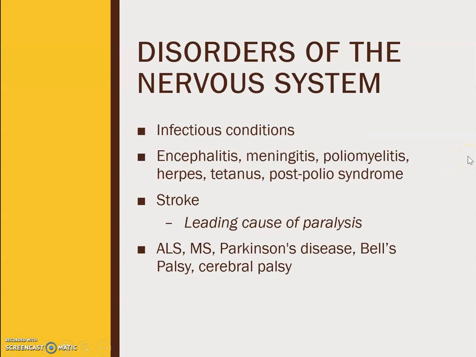Disorders of the nervous system, infectious conditions: encephalitis, meningitis, poliomyelitis, herpes, and post-polio syndrome. A stroke is the leading cause of paralysis. ALS, MS, Parkinson's disease, Bell's palsy, and cerebral palsy. These disorders impact the nervous system, which therefore changes the patient's physical disposition. So with patients with Parkinson's, they might have a tremor, so we have to find a way to stabilize their arm appropriately to provide a safe blood draw.